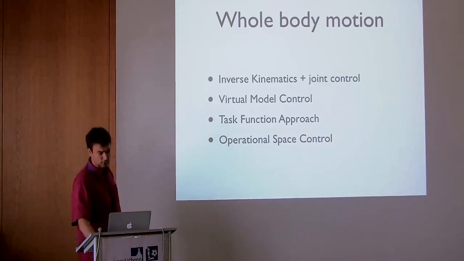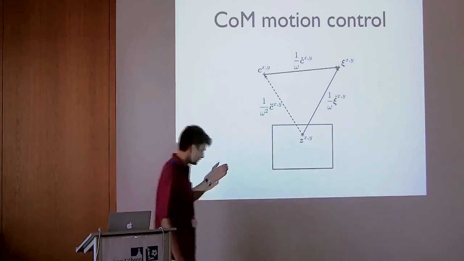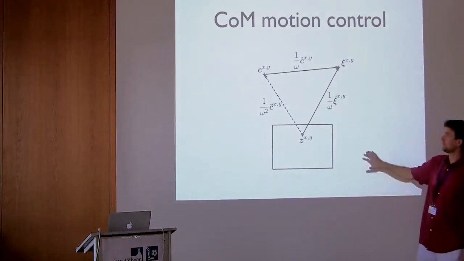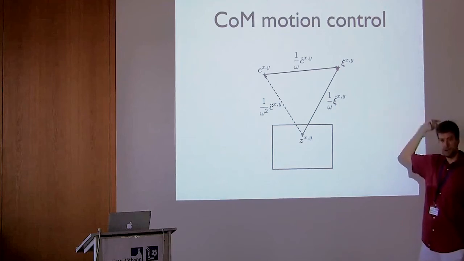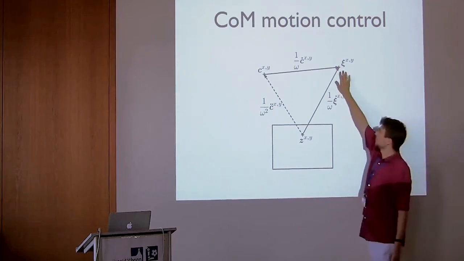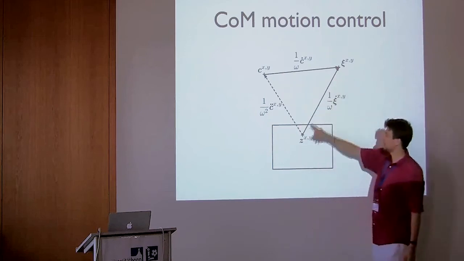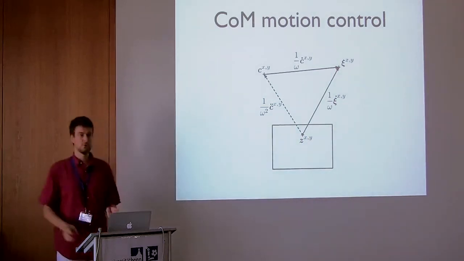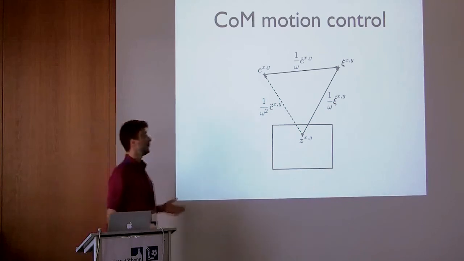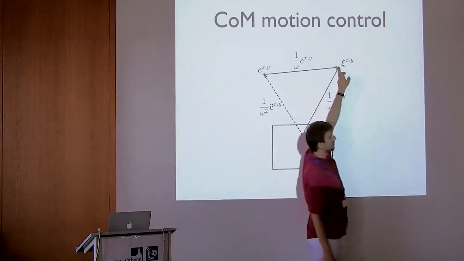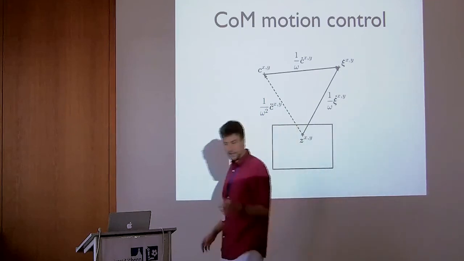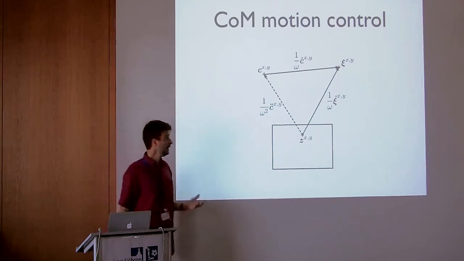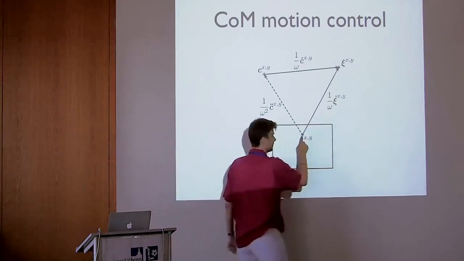So now, how do you control the center of mass? Remember, this was the picture of the dynamics when you forget about the angular momentum and focus on the capture point. You have the center of mass, the capture point, and the center of pressure. What if we want to control the center of mass to go to a specific position? Well, we know that the center of mass is always going in the direction of the capture point. So if we want the center of mass to go to a specific position, let's put the capture point in this position. And then we know that the capture point is going away from the center of pressure.